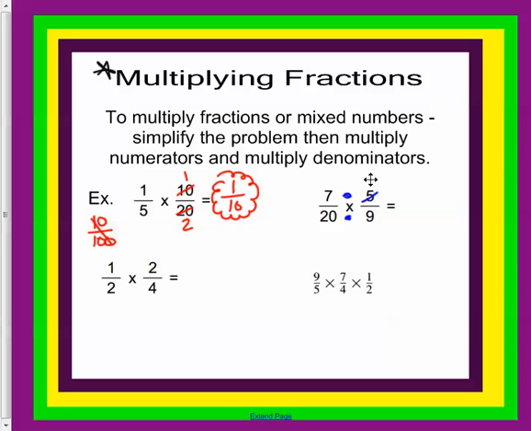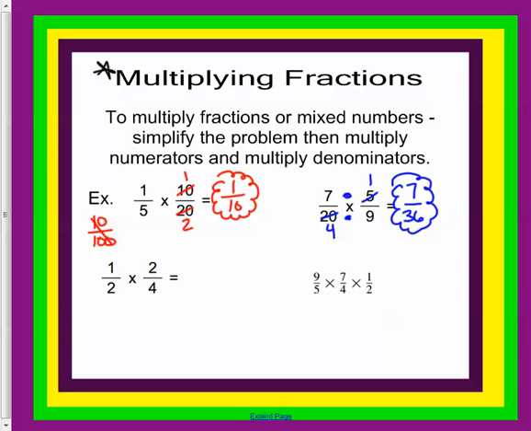So 5 divided by 5 is 1, and 20 divided by 5 is 4. That makes my life a little bit easier now because 7 times 1 is 7 and 4 times 9 is 36. So I'm finished. It's already simplified.